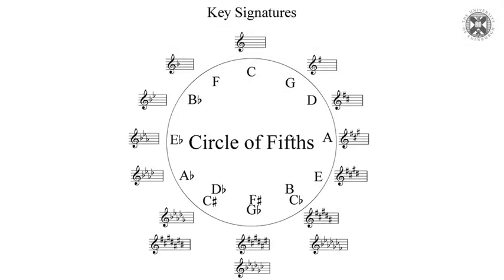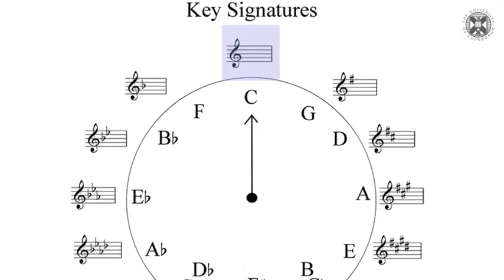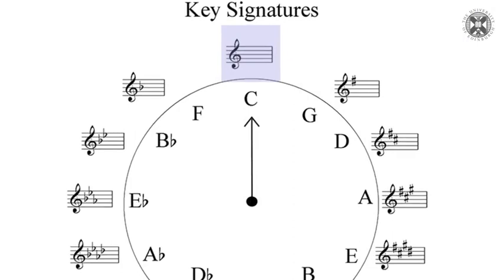So if we look at the circle of fifths, we can see when we look at the key signature for C that there are no sharps or flats. And this makes sense because when we play C major on the piano, we only use the white notes. If we look at the next stage round clockwise, we see that we're looking at G major, which is signified by having an F sharp. If we look at the next stage again, clockwise, we see that we've got D major, and this has an F sharp and a C sharp.